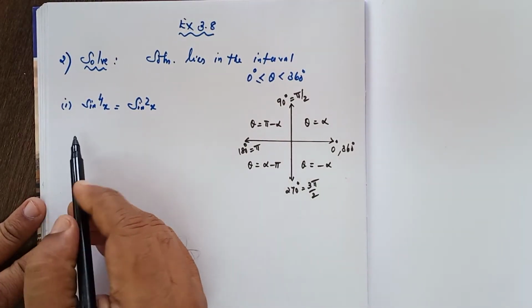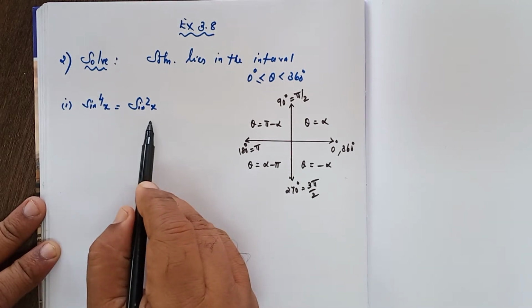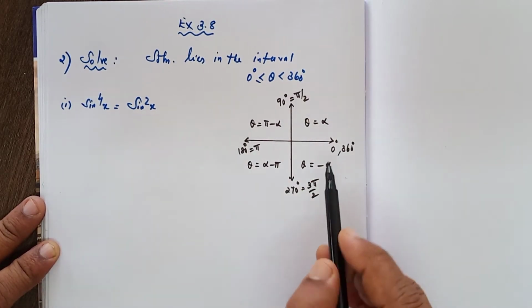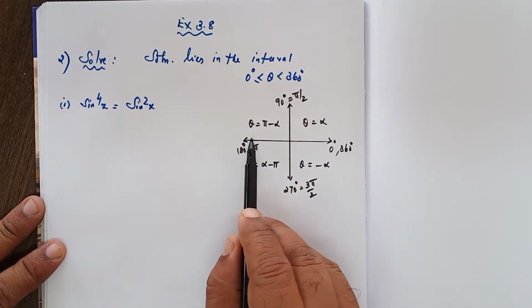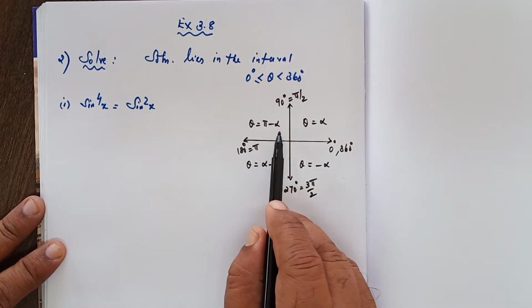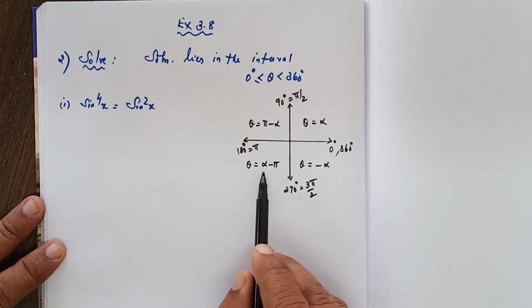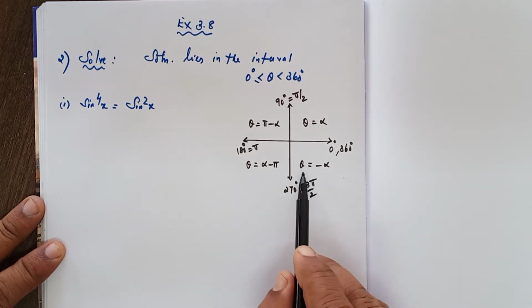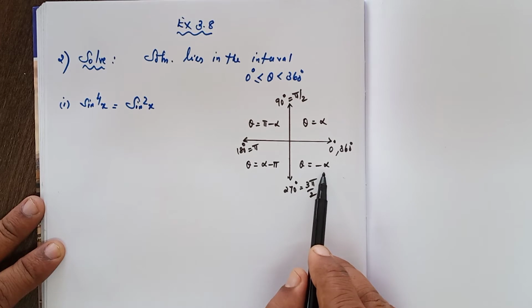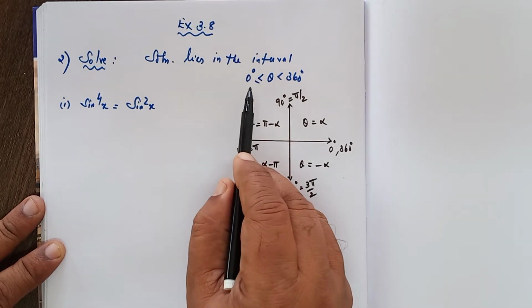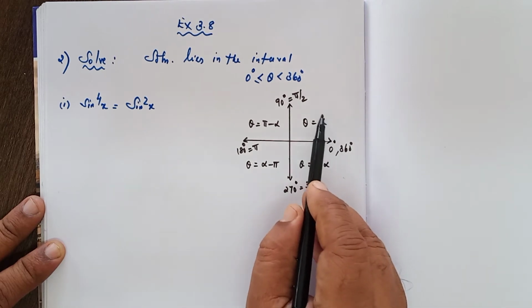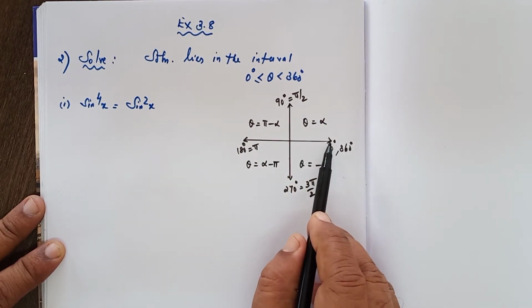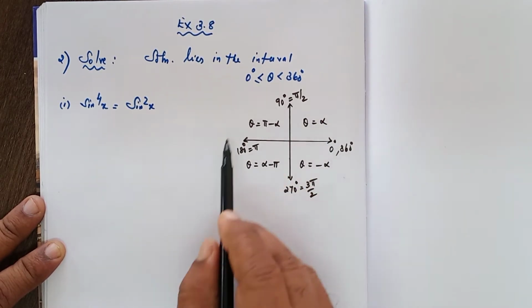Here is subdivision number 1, sin power 4x equals sin squared x. You must be knowing that one. In first quadrant, the solution theta is equal to alpha. In second quadrant, theta is equal to 180 minus alpha. In third quadrant, theta is equal to alpha minus 180. And fourth quadrant, the solution theta is equal to minus alpha. 0 degree to 360, anti-clockwise direction, full of positive angles. Positive direction.